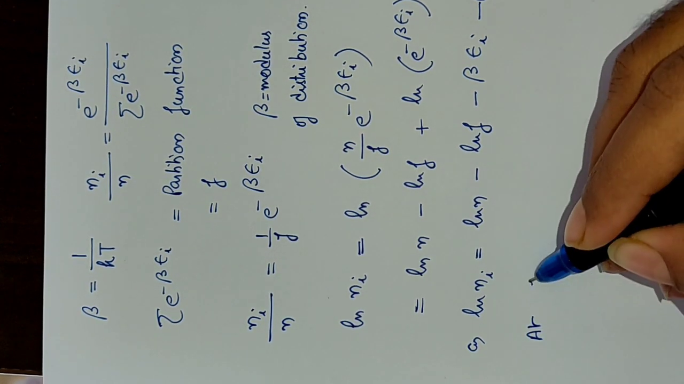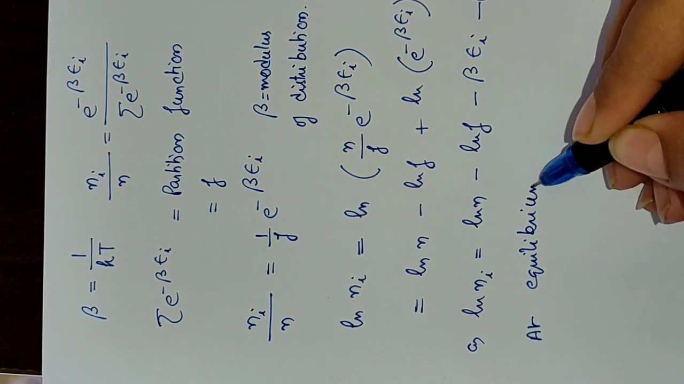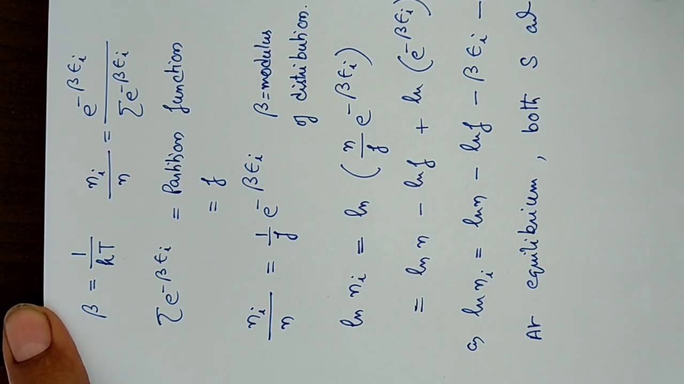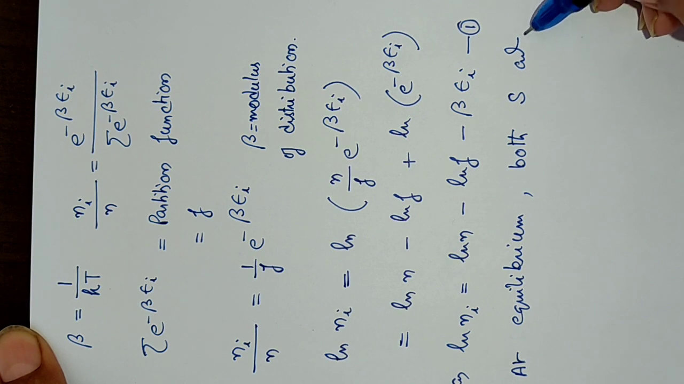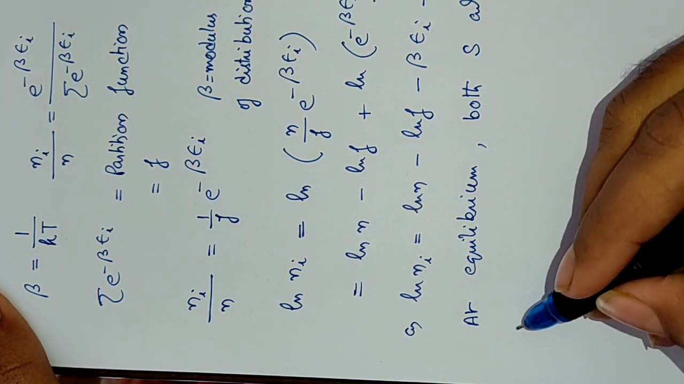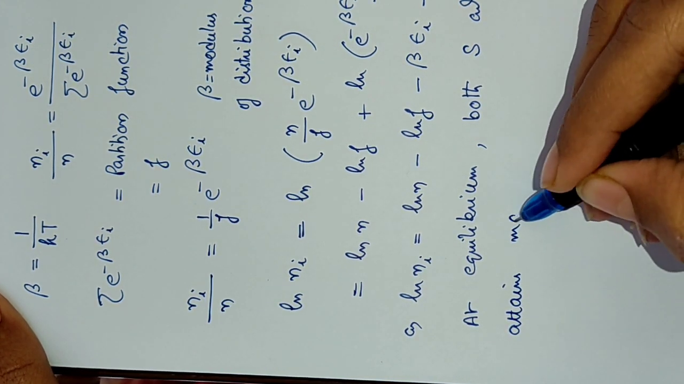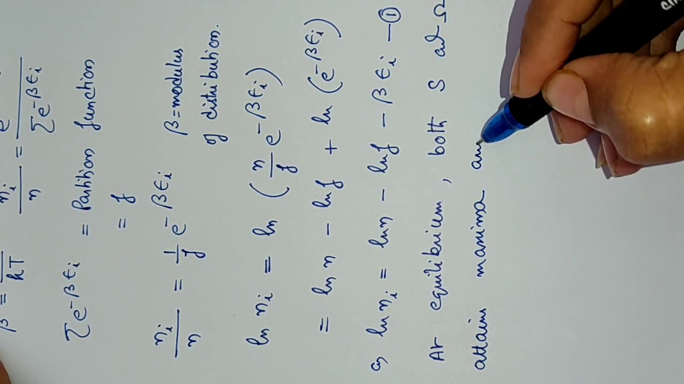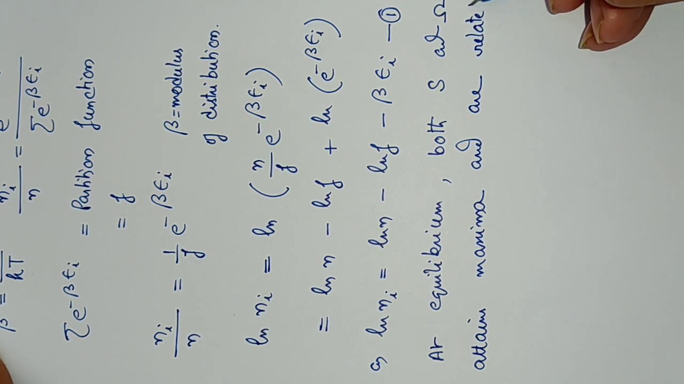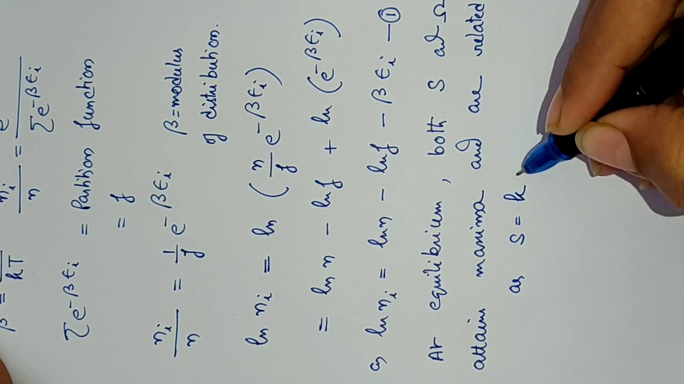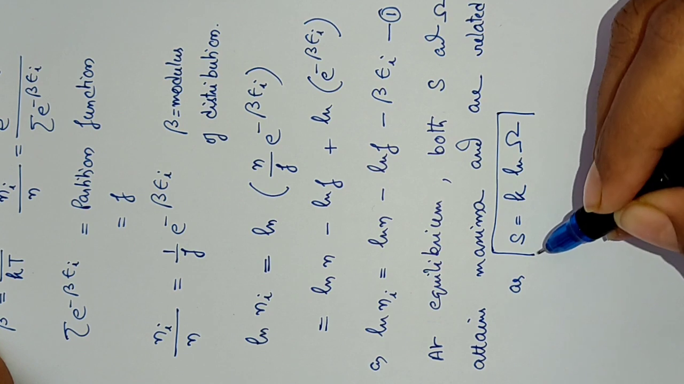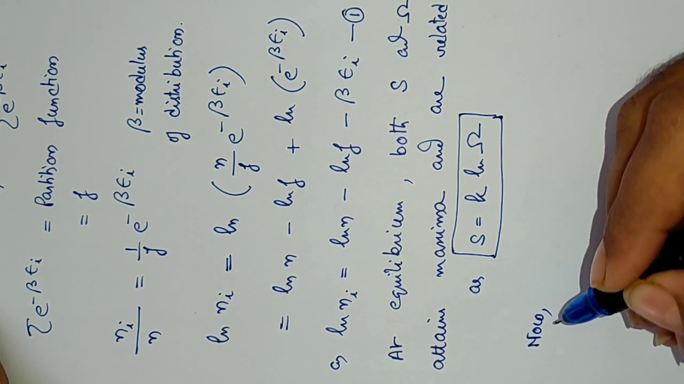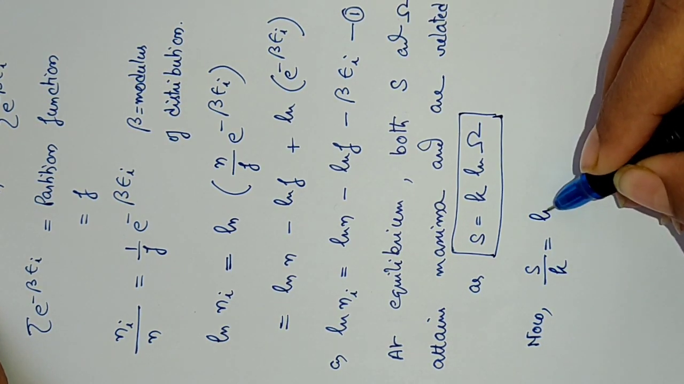Now at equilibrium, both entropy and the thermodynamic probability attain maxima. And they are related as S equals to K ln omega, which I have derived earlier. This is the famous Boltzmann equation. Now S by K equals to ln omega.